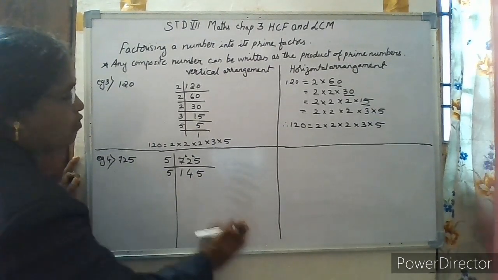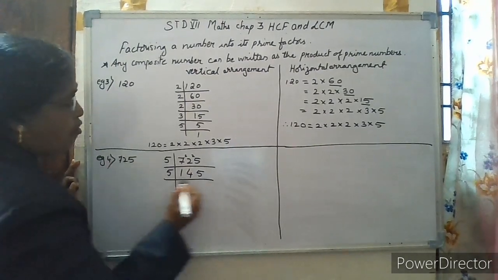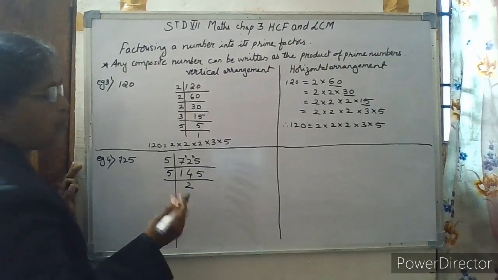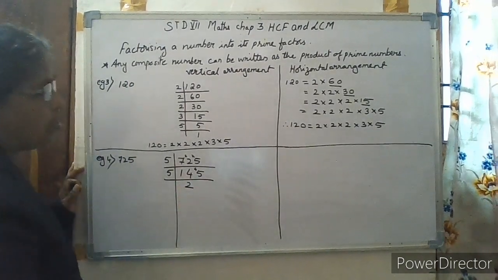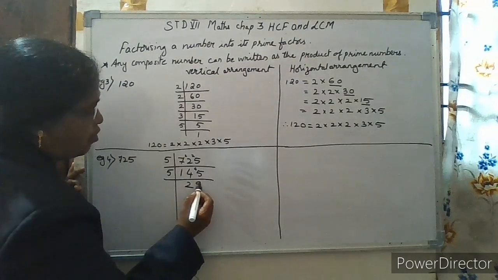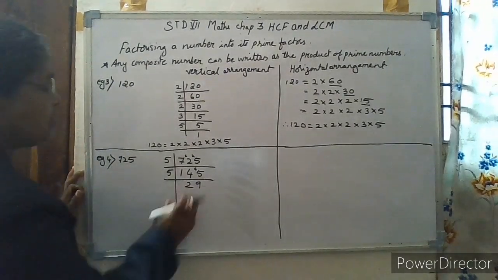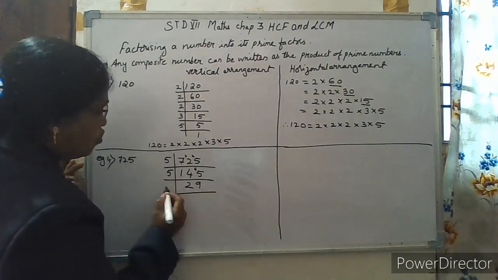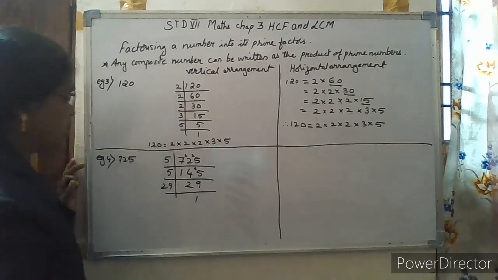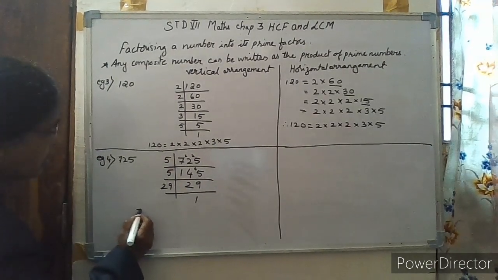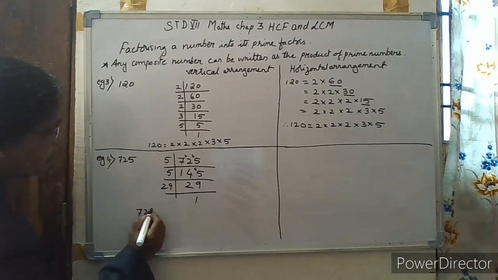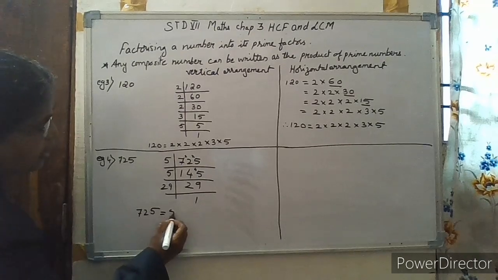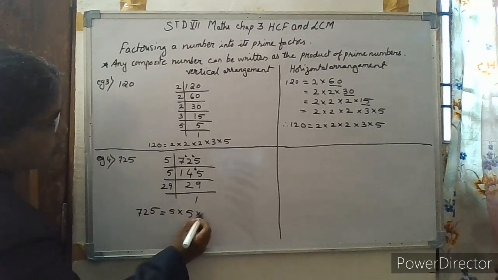14, you have to take first, the 2-digit number. 5 2s is 10. 11, 12, 13, 14. 4 is remaining. So 5 9s is 45. Now you can see that 29 itself is a prime number. So 29 ones is 29. So therefore, in the vertical arrangement, 725 is equal to the prime factors 5 into 5 into 29.